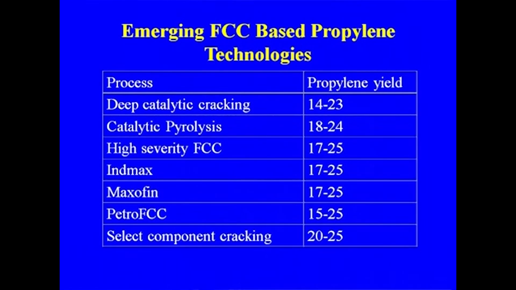Other specialized technologies are also there which produce higher propylene apart from deep catalytic cracking. These are some of the developments that have taken place in the case of the FCC, that is, the deep catalytic cracking. I told you about catalytic pyrolysis, high severity FCC, INDMAX technology that has been developed by Indian Oil Corporation, Maxofin, that is the PetroFCC, and selective component cracking. So, if you see the propylene yield in these processes, that is quite high, around 20 to you can say 25% in some of the cases.